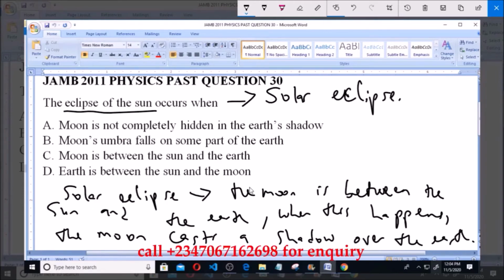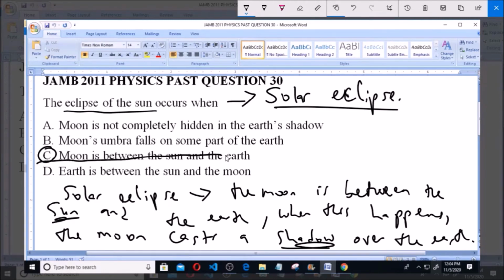Now this is because the moon is between the sun and the earth, obstructing the rays of the sun from reaching the earth, and then casting a shadow over the earth. So that is the eclipse of the sun, or solar eclipse, and that is what is seen here in option C. The moon is between the sun and the earth, so C is the answer to this question.